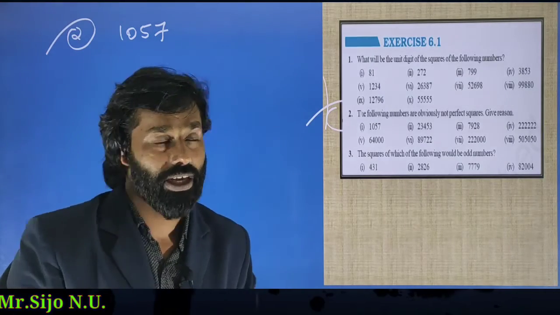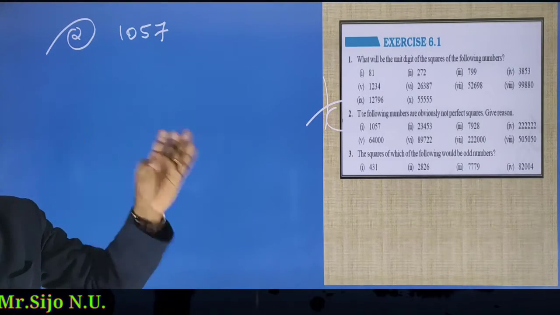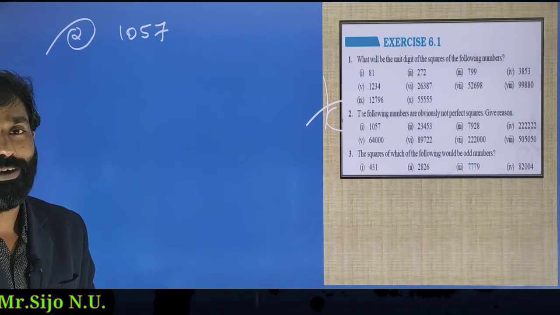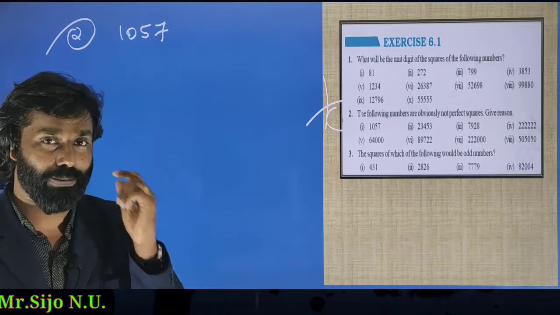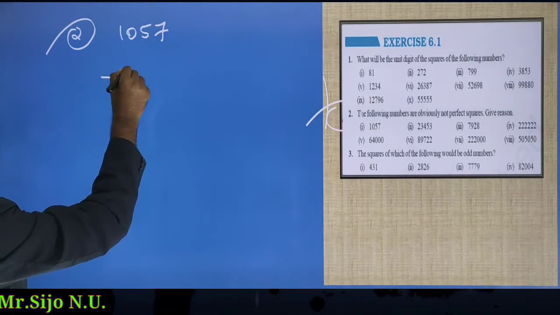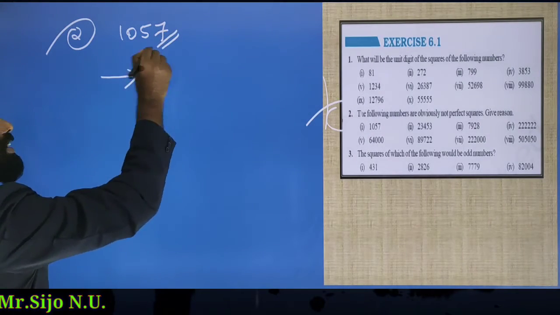1057. This is a number. They are saying it is not a perfect square. Why? It's not a perfect square. Obviously, yes. What's the reason? Yes, we know the properties. Its reason is what? Yes, this number ends with 7.